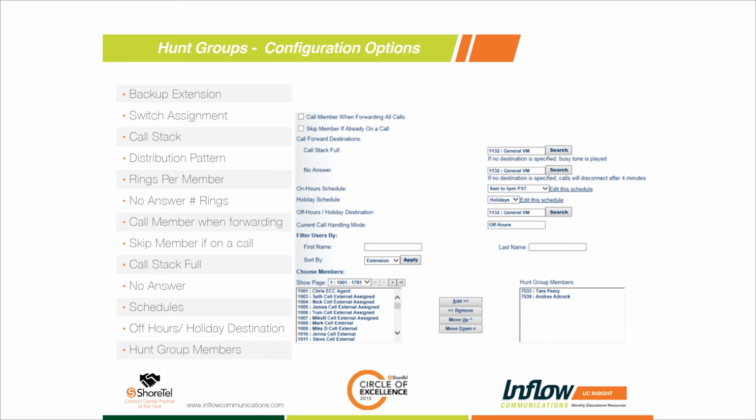And then on the bottom is where you can select your different hunt group members. Like the previous slide said, you can put up to 16 people into a simultaneous ring. You can go up to 20 users if you're doing top down, and ring each of them a couple of times, or if somebody's already on a line, you could skip them. Most hunt groups are used between 4 and 8 people. If you're doing a lot more than that, most people will move to a work group or to ECC for some kind of queuing capability inside of those systems.